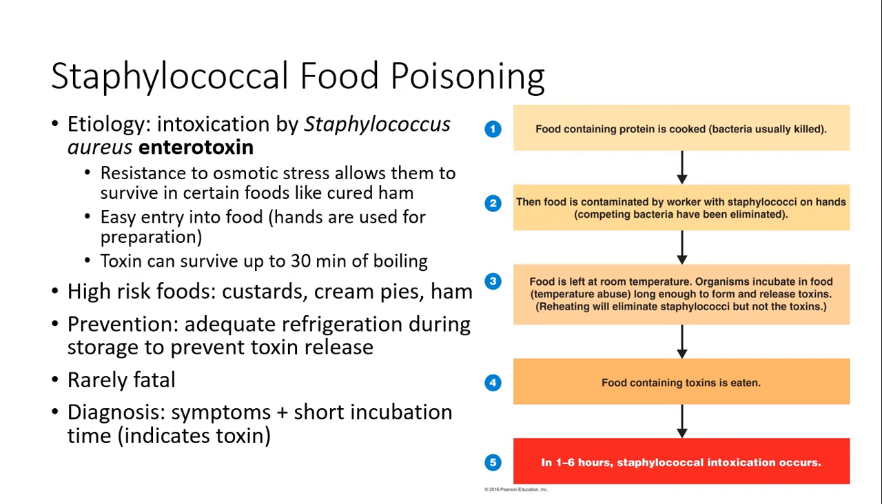So I mentioned ham as a potential high-risk food, but others include things like custards and cream pies, things that have that high sugar or high salt content, prepared by hand usually, and are not going to be cooked further before you eat them. For prevention, you just want to make sure that you provide adequate refrigeration during storage to prevent toxin release. This intoxication is very rarely fatal. The diagnosis will consist of the symptoms as well as the short incubation time, because in about 1 to 6 hours after exposure, you would see symptoms, and that short onset would indicate the presence of a toxin, not necessarily an infection.